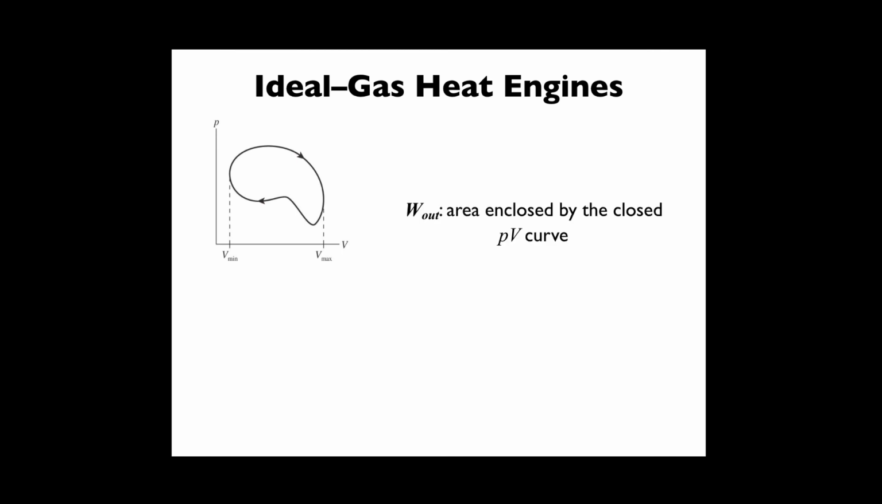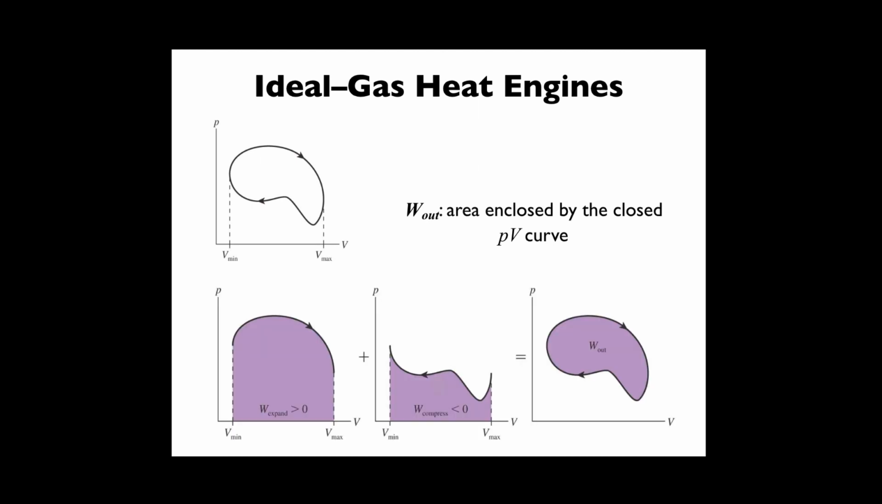So remember, work out is the area enclosed by the PV curve. And if you want to do this a little bit more systematically, here's your work done during the expansion over here. Here's the work done during the compression. When you add your two works up to get your total work, that's your work out. Okay, so this is the net work done by your system.